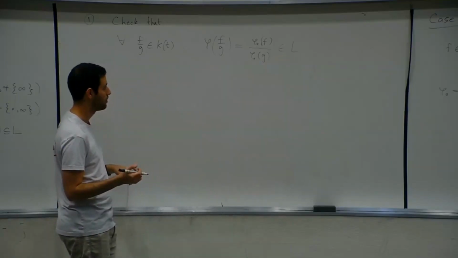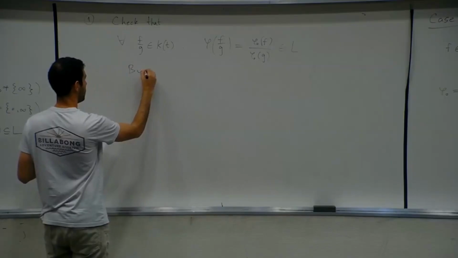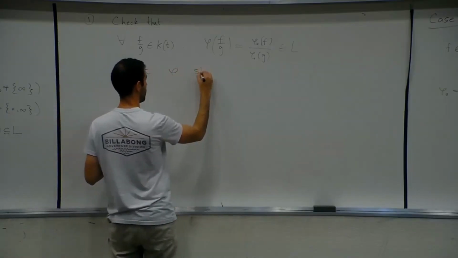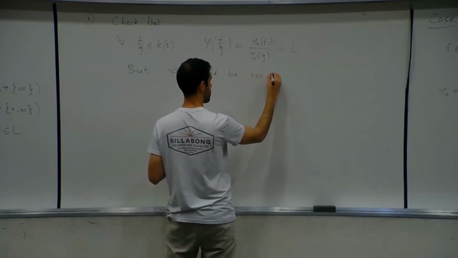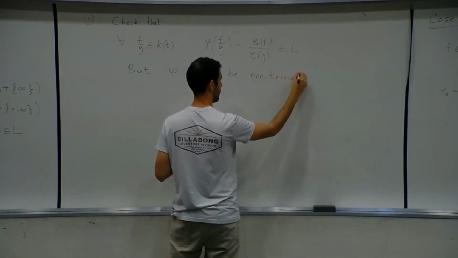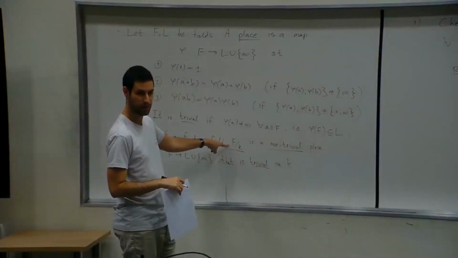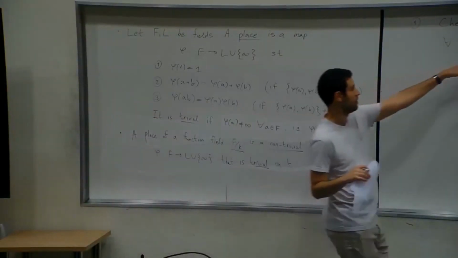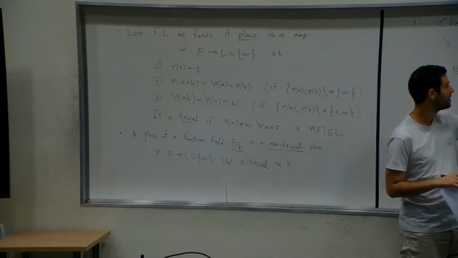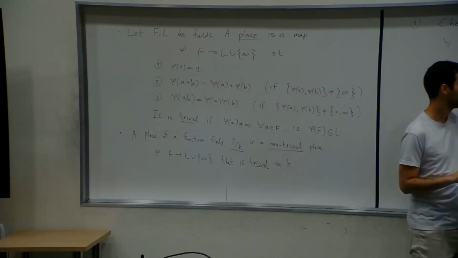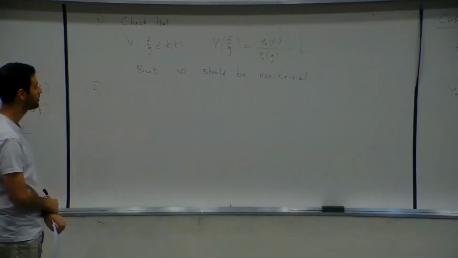And then what's the problem? It should be non-trivial. We want that some function will have a pole. We want that there will be some element in K(T) that is not defined at this point, that is mapped to infinity. So this case is not good. So this is the good case.